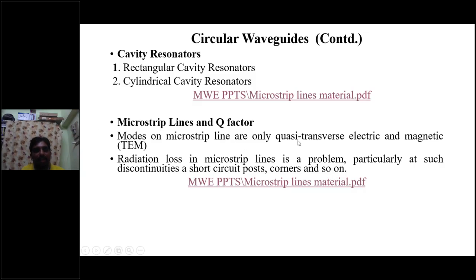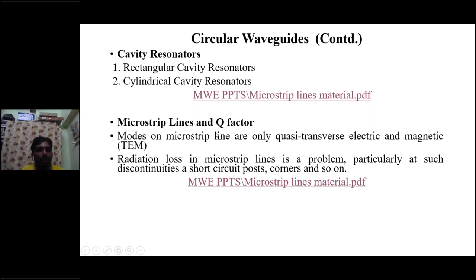Otherwise related to quality factor, define quality factor, and we can take for 3 different cases: k equal to 1, k less than 1, k greater than 1, that is critical coupling, under coupling, over coupling. We can draw a graph of frequency versus coupling. And these are the 2 questions expected from the second unit: one from cavity resonators and second from microstrip lines.